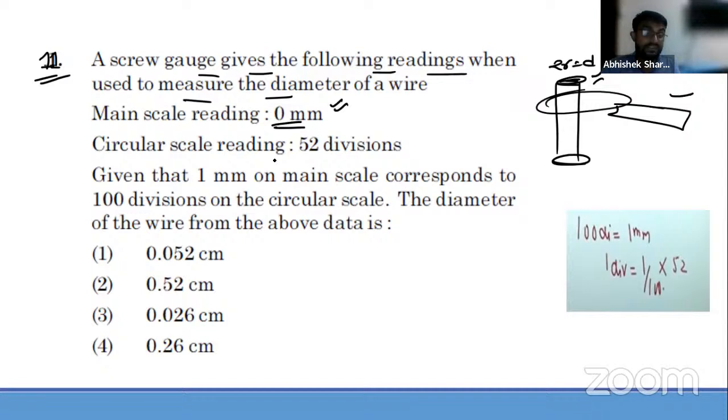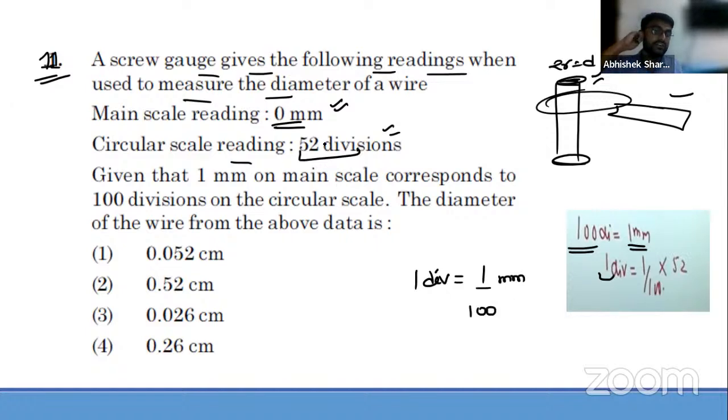So it's very easy now. Circular scale reading is 52 divisions. And it's given here that 1 millimeter is 100 divisions. So if 1 millimeter is 100 divisions, 1 division will be equal to 1 upon 100 millimeter. It's a very easy question. Now how many divisions are there actually? 0 plus 52, total divisions are 52. Multiply this by 52 divisions, and this will give us the answer in millimeter. So the answer is 0.52 millimeter.